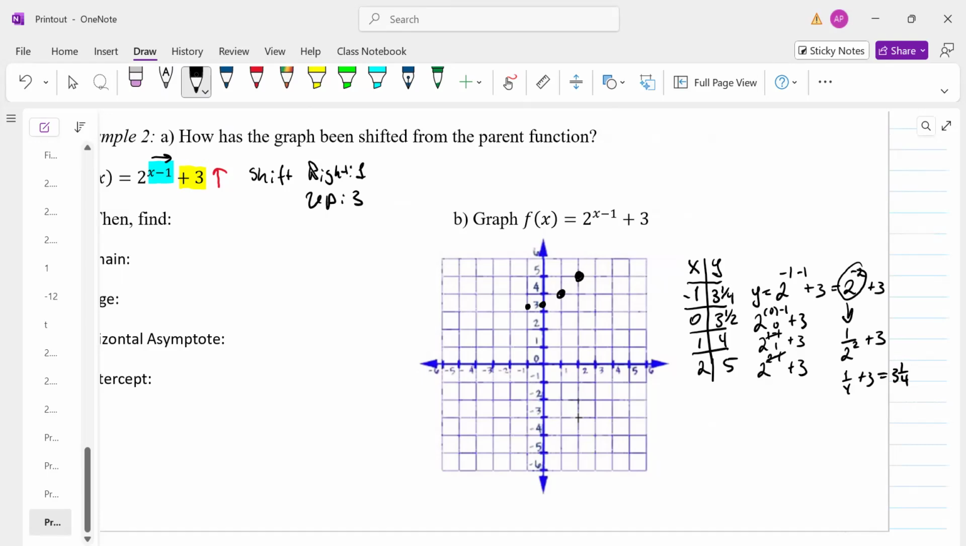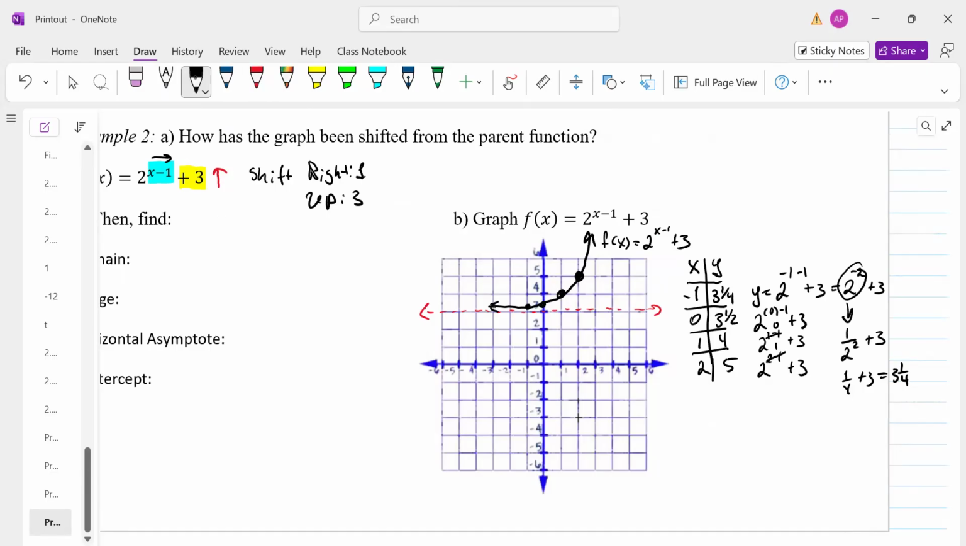Now, it looks like we are approaching 3 right here. So that is our asymptote. Therefore, we're going to get the graph like this. So this is our f of x equals 2 to the power x minus 1 plus 3.